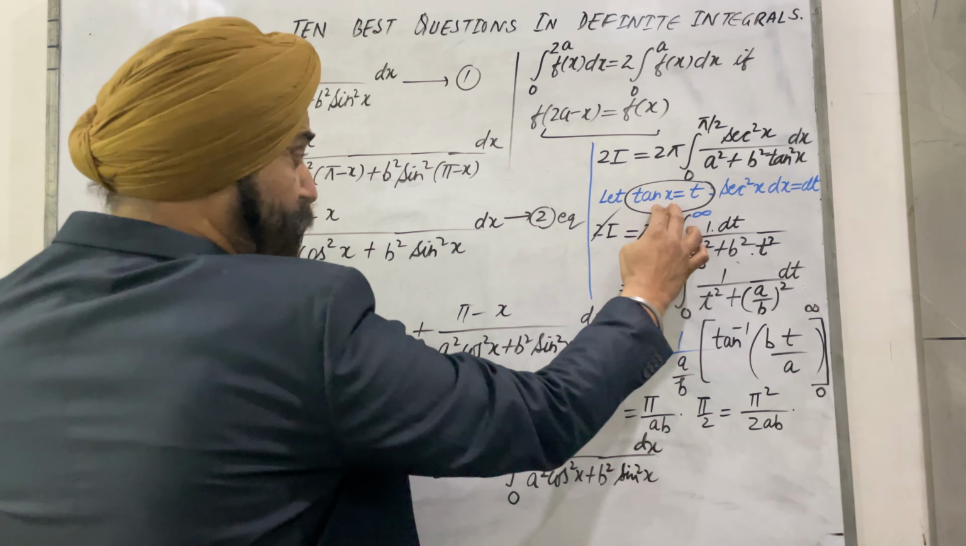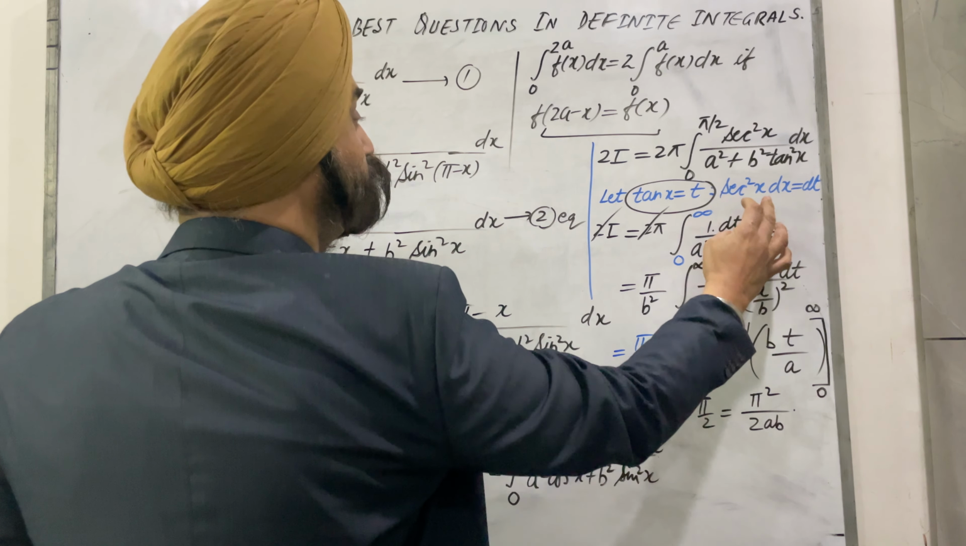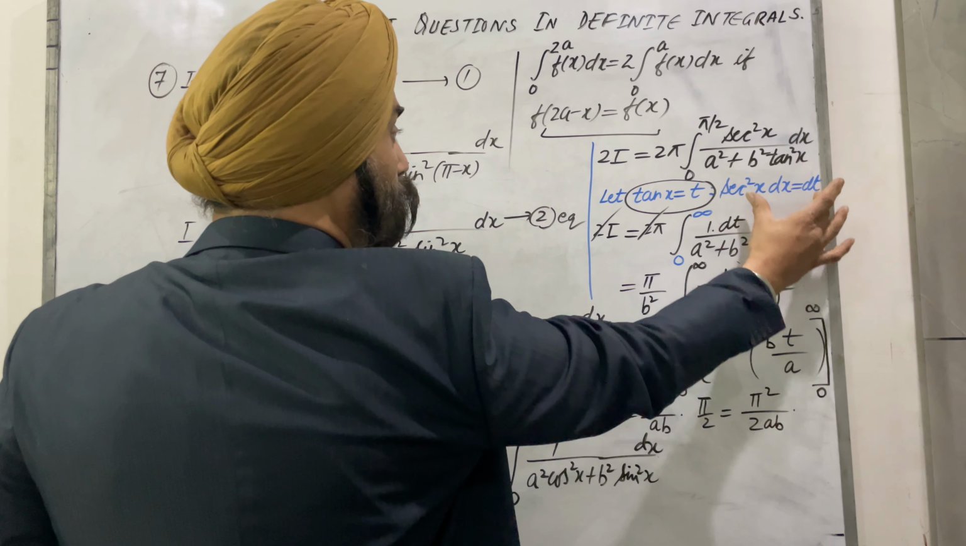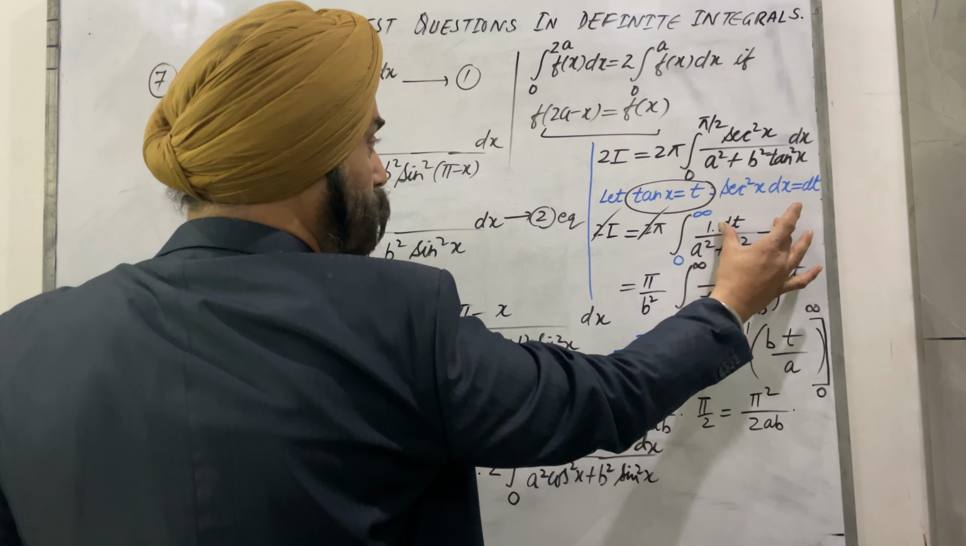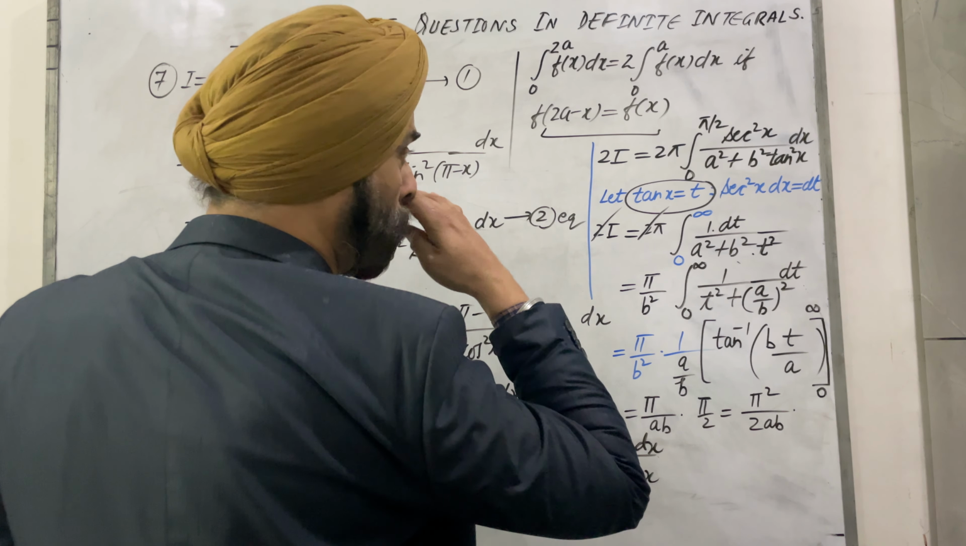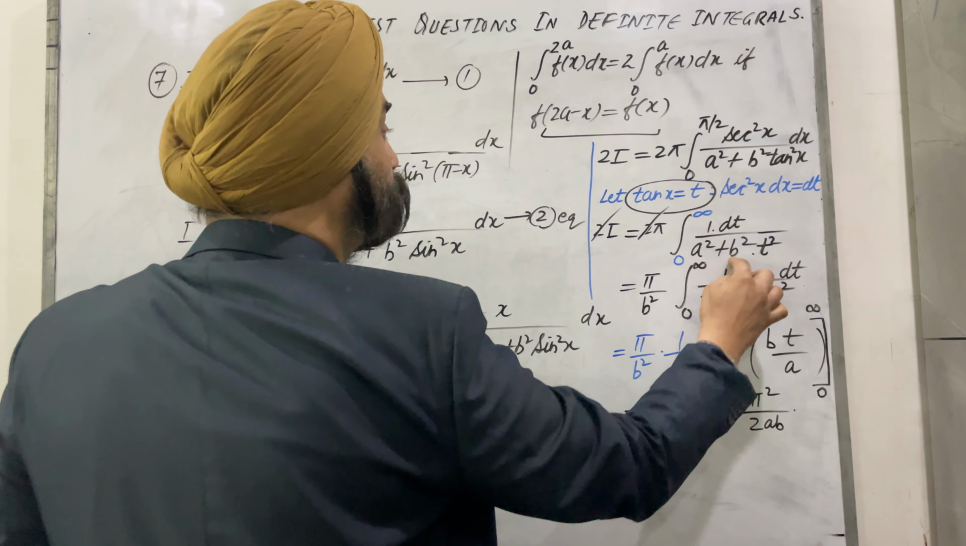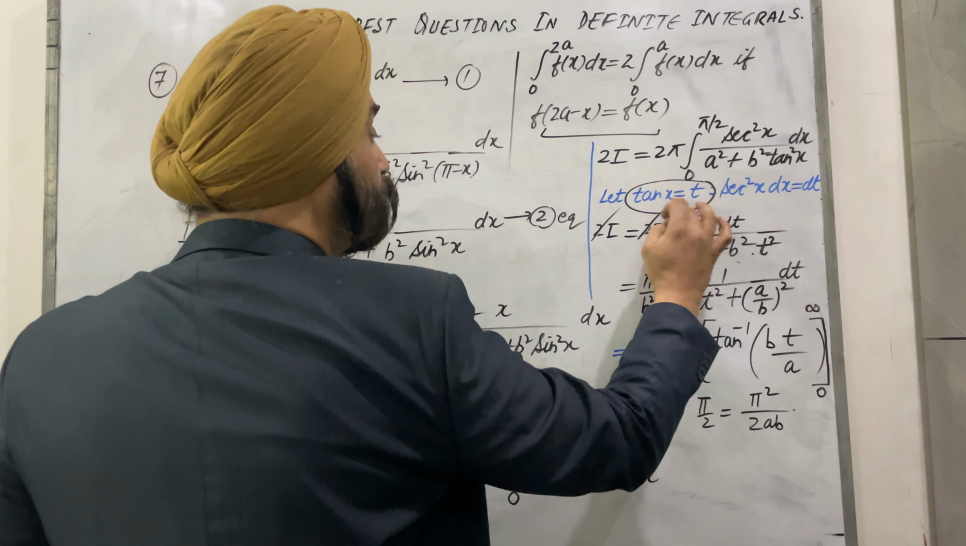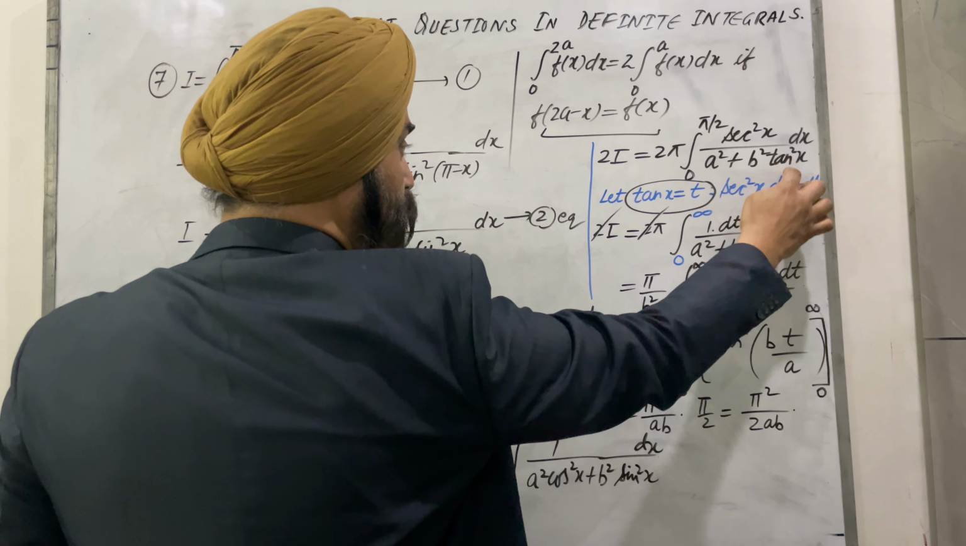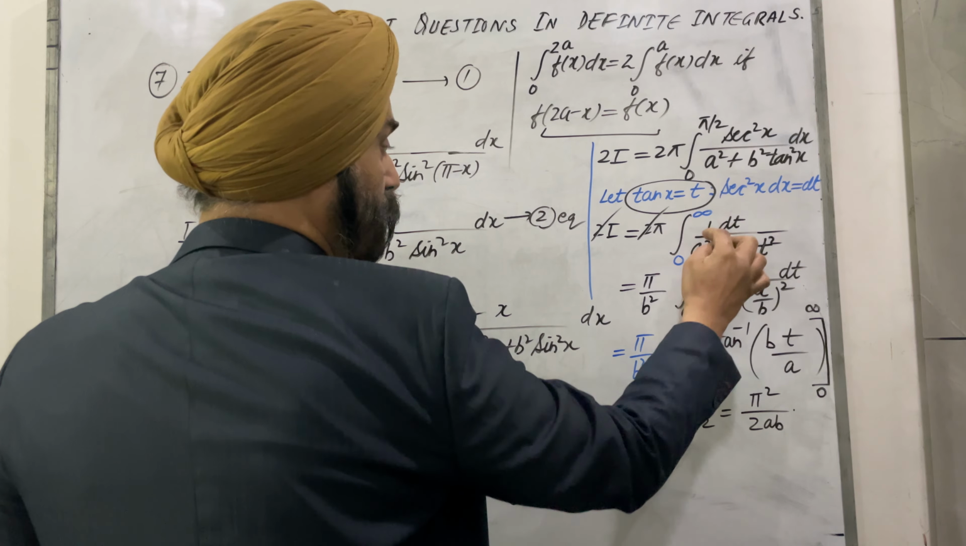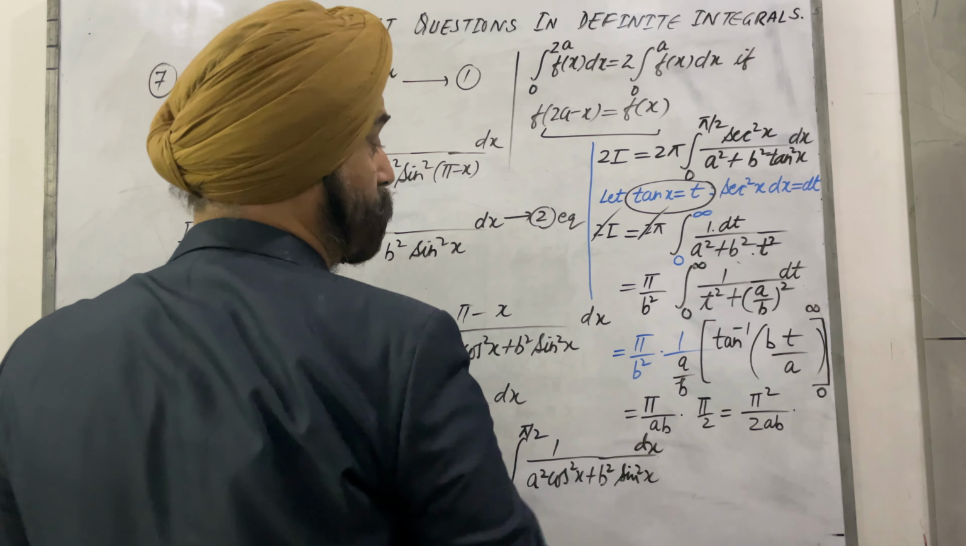So we can go for tan x is equal to t. Differentiating, we get secant square x dx is equal to dt. So this portion will be converted to dt, which is as good as 1 dt. a square remains as it is, b square remains. For tan x, we took it as t, so tan square x becomes t square. So we get 1 upon a square plus b square t square.